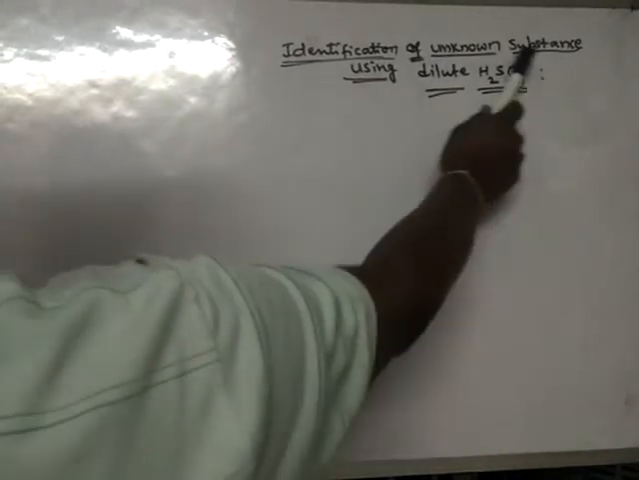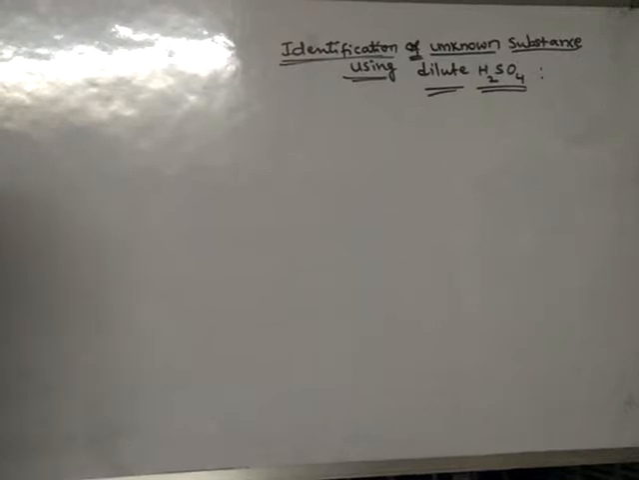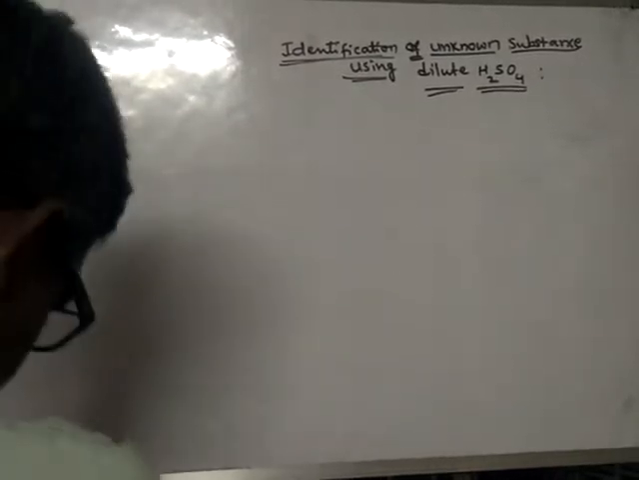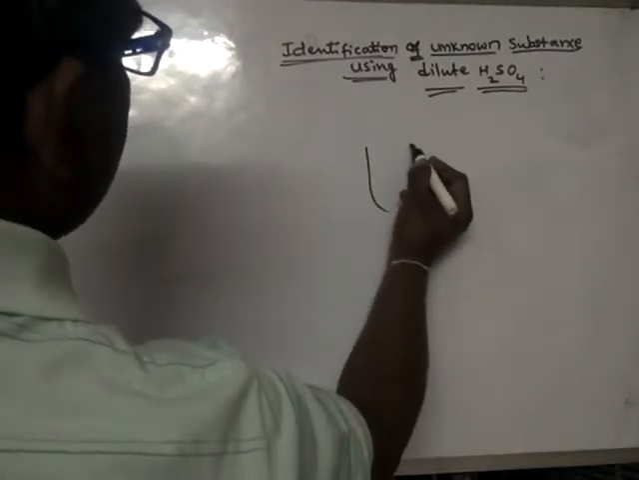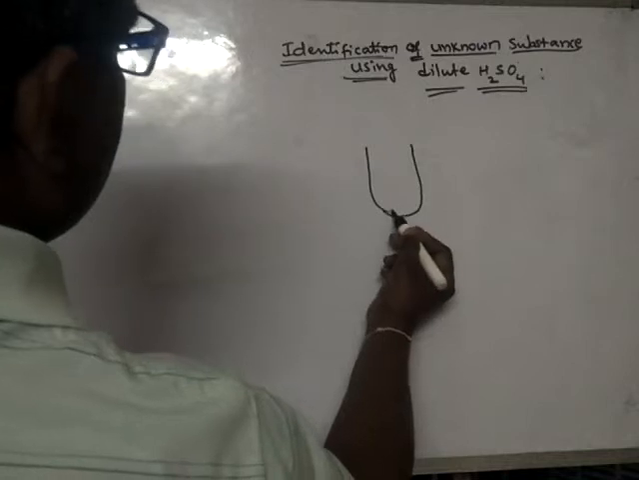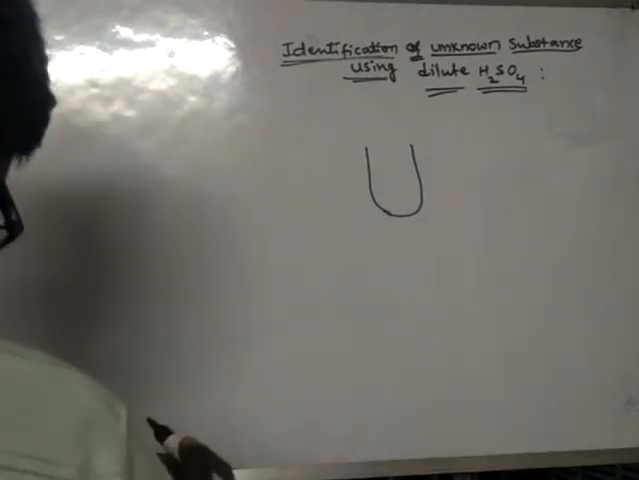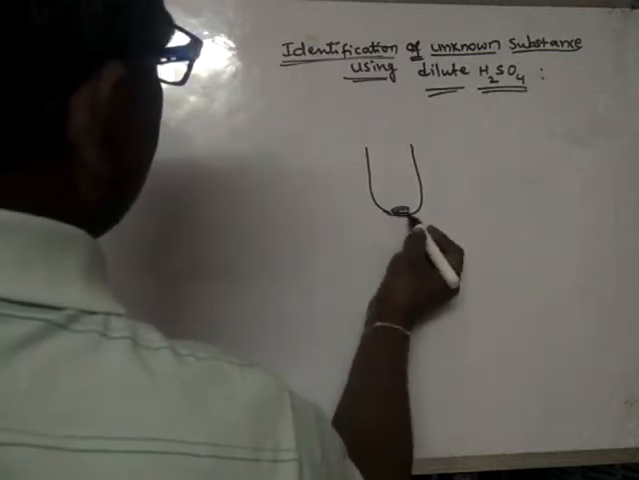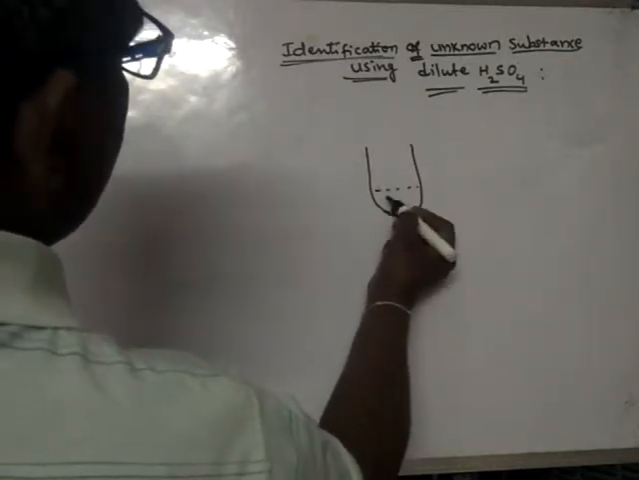The identification of unknown substance using dilute sulfuric acid. So now let us see. Let us take a substance. We don't know what that substance is. In a test tube we have taken that substance and add dilute sulfuric acid to it.